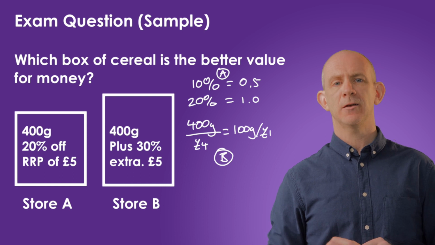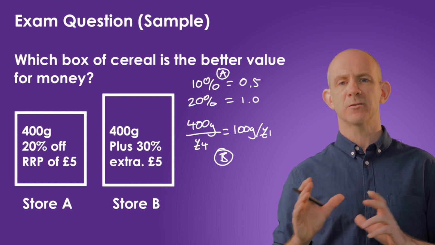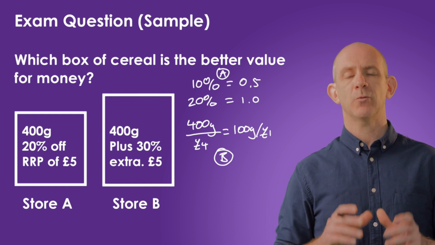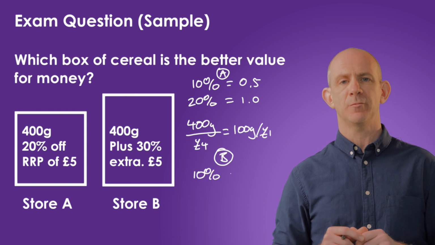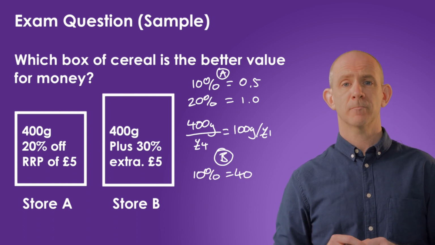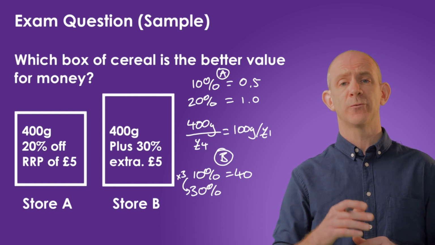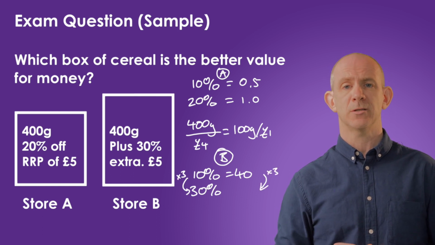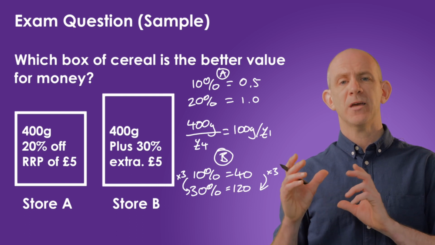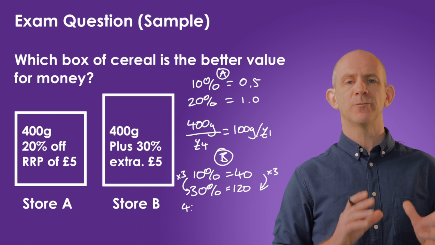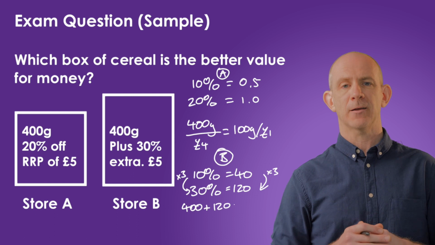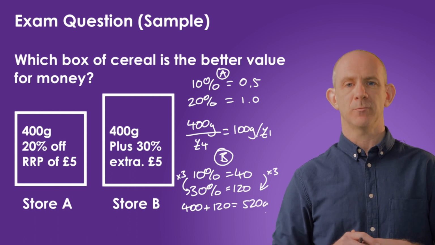In store B, here we're going to get 30% more. So let's find out what 10% of that 400 grams is going to be, which would be 40 grams. If we times the 10% by 3, we'd get 30%. So if we times the 40 by 3, we'll get 120. If we then add that 120 onto the 400 grams that's in the original pack, you'll get 520 grams.